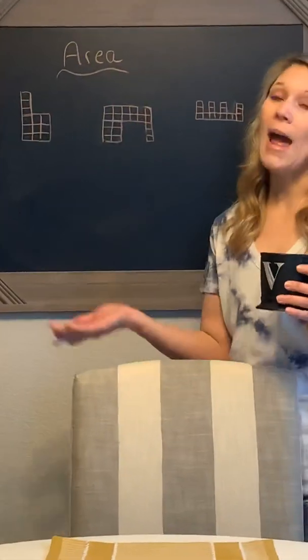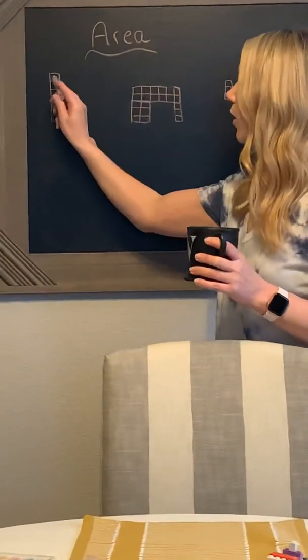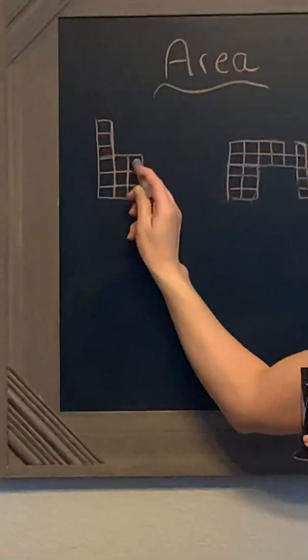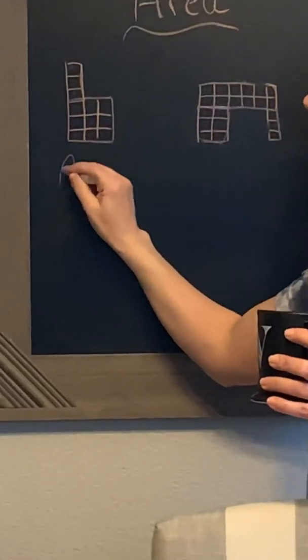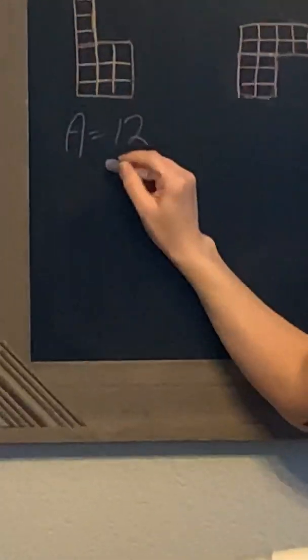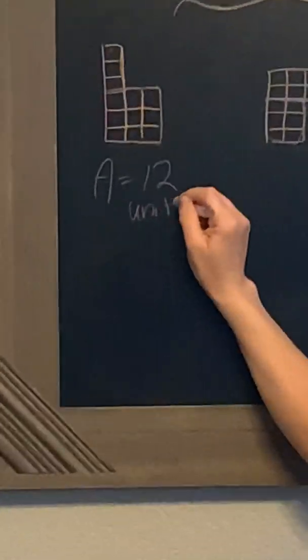One way is to count all the units inside. 1, 2, 3, 4, 5, 6, 7, 8, 9, 10, 11, 12. So the area equals 12 units squared.